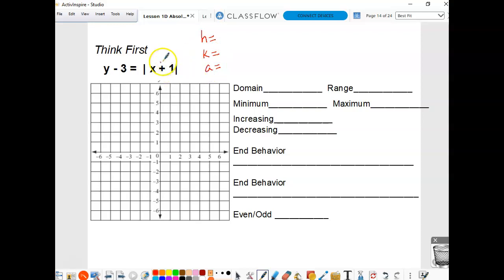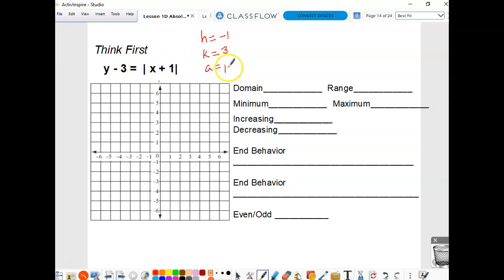All right? So h, I look right here, and this says plus 1, so that means it was actually a negative 1. So h is negative 1. The k value, it says minus 3, so we just look at the 3, so k is 3. And for a, I look in front of the absolute value bars, and there's no number written there. When there's no number, we know it's a 1.